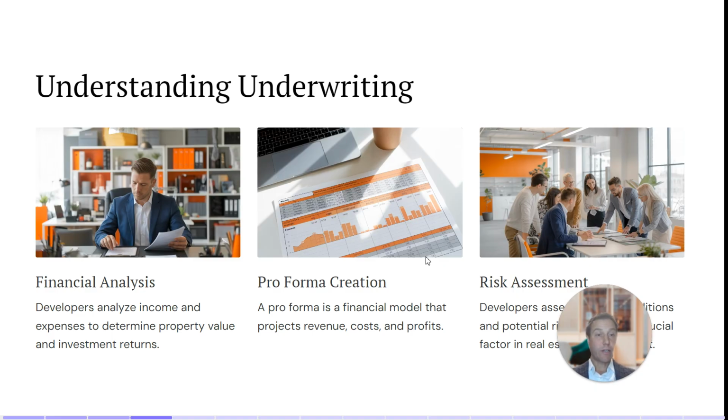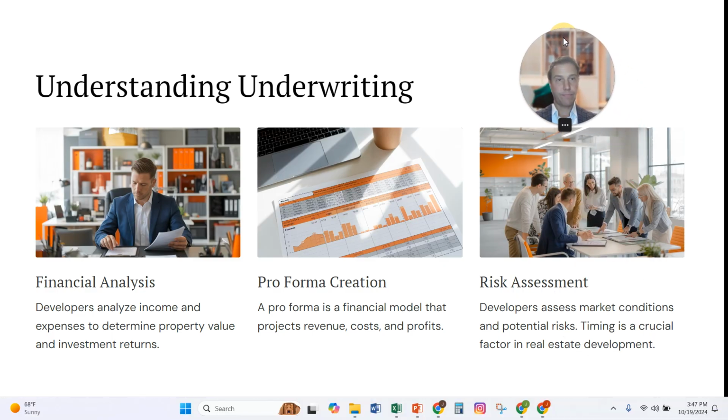So first, let's understand what is underwriting. Underwriting is a financial analysis that developers use to calculate income and expenses, which is then in turn used to calculate the building's return and property value. A pro forma is the model that takes that information together and spits out the information.